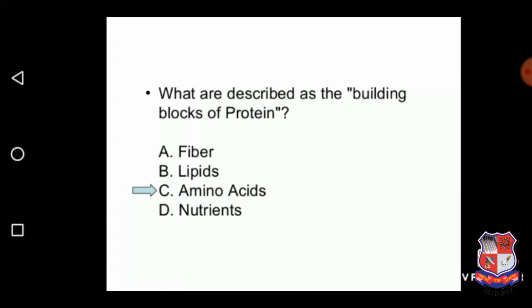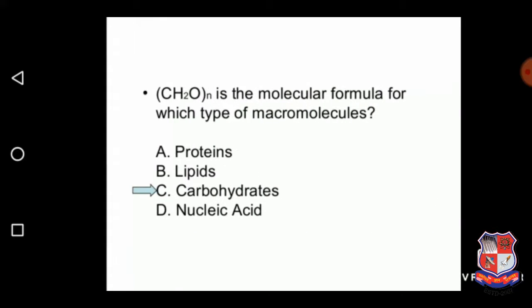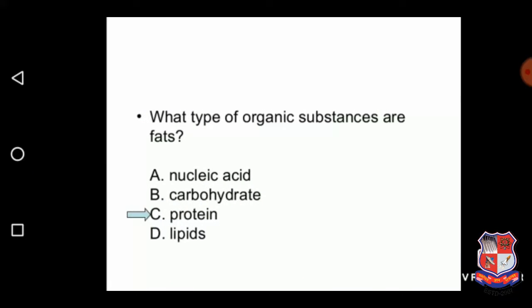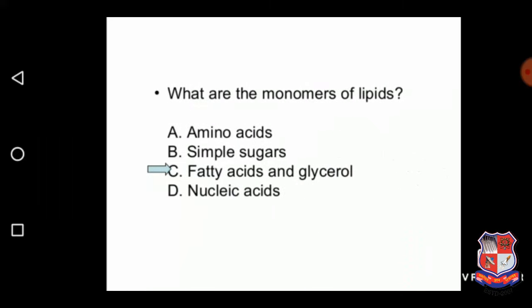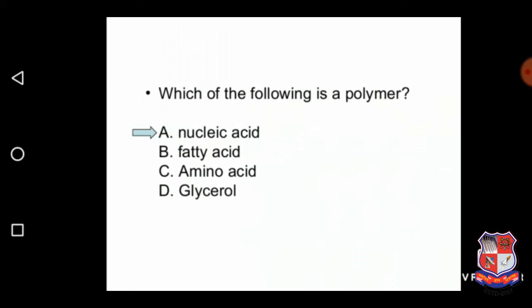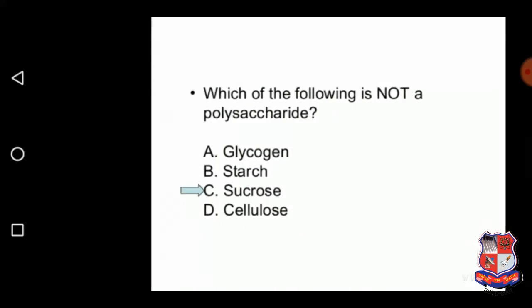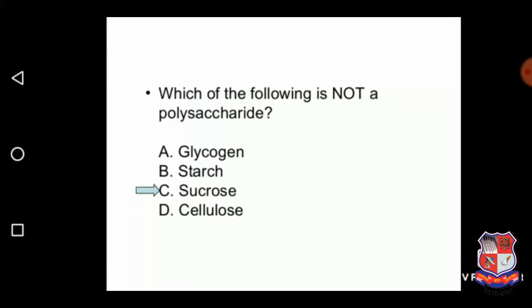What is described as a building block of protein? Amino acid. What is the molecular formula for carbohydrates? Which macromolecule dissolves in lipids? What type of organic substances are proteins? What are the monomers of lipids? Fatty acids. Which type of the following proteins are? Which of the following is?